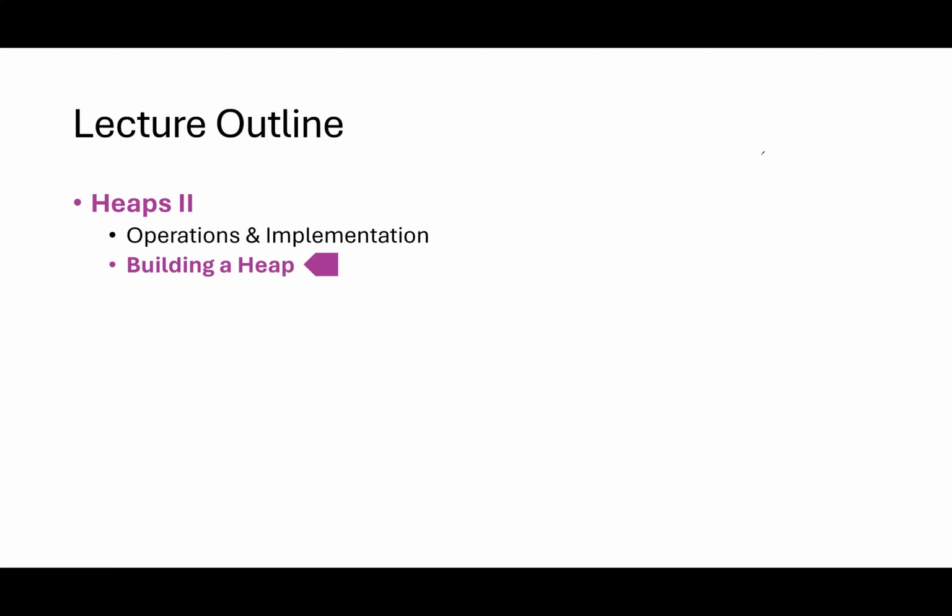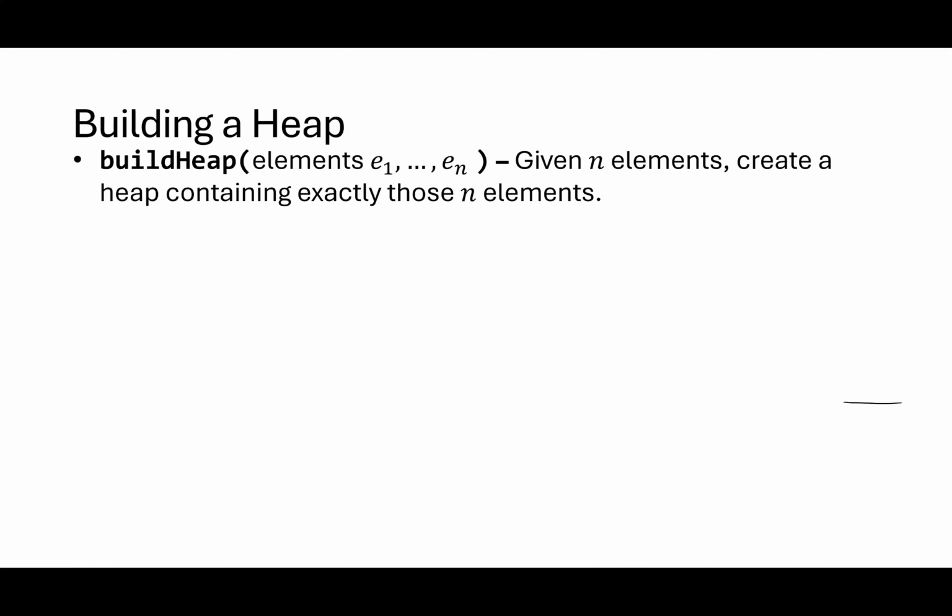But the question is, in all of those discussions, there was already a heap, right? And we actually operated on it. But how do I build a heap itself? And what is the time complexity? So let's formalize the problem. Say we want to create a build heap operation or build heap routine, which takes n elements, e1 to en, and builds a heap out of it.